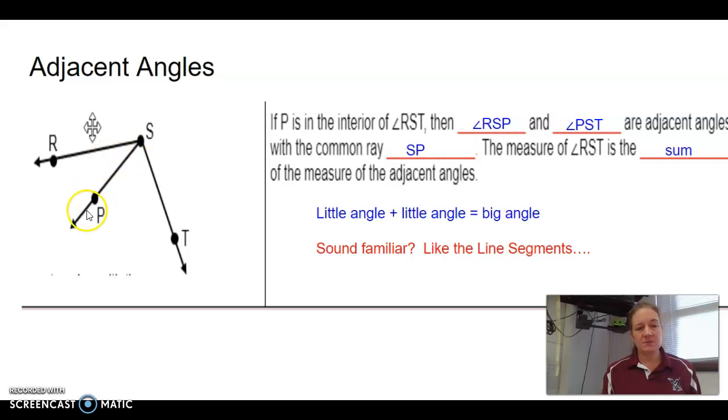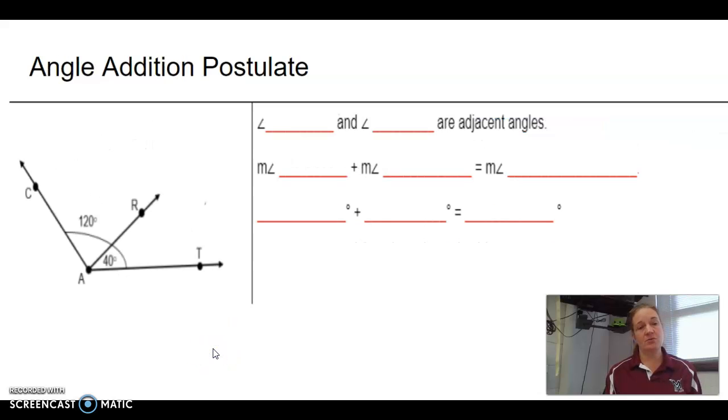So angle RSP plus angle PST is equal to the whole thing, RST. Okay, so now I'm going to start this off, and you guys are going to finish it off on Edpuzzle. So I'm going to start this off.